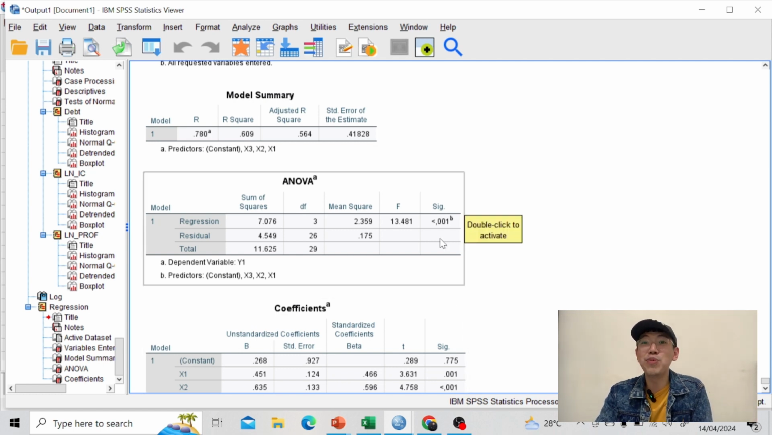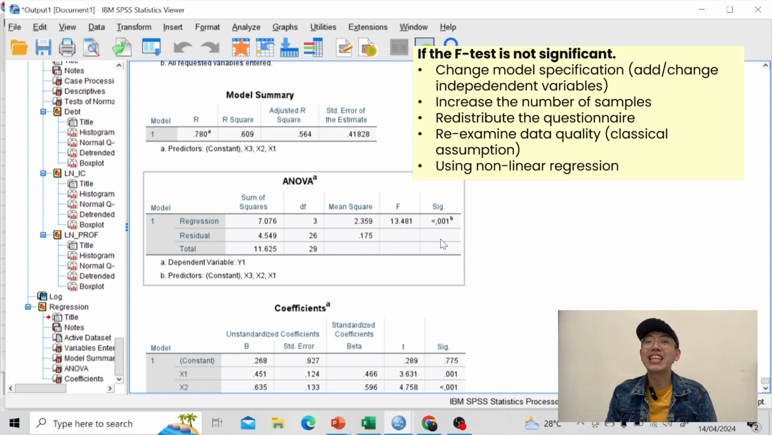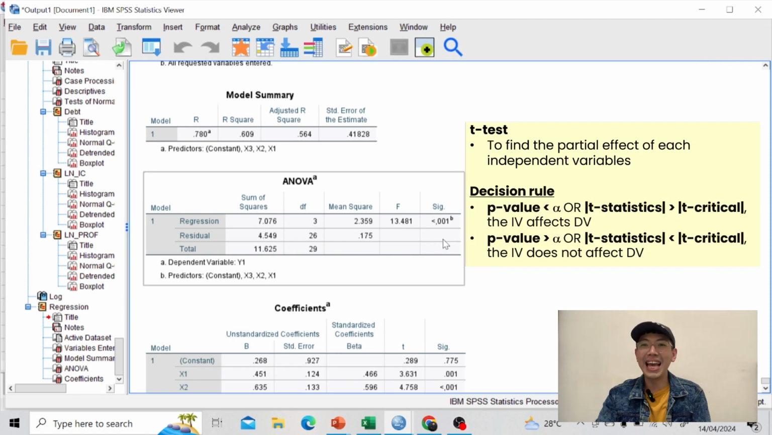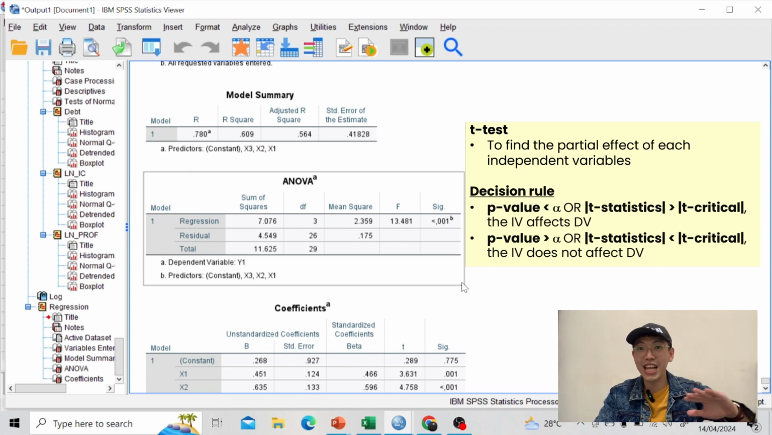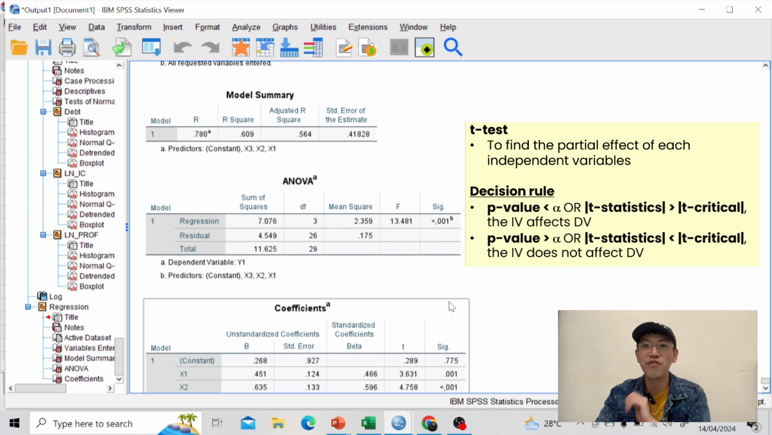How if it is more than significance level? It means your model is not good. Therefore, you have to change the independent variables, or you need to add independent variables, or you need to redistribute your questionnaire. In this case, the p-value is less than 0.001. It means the model is good. Or I can say that the independent variables together can affect dependent variables.